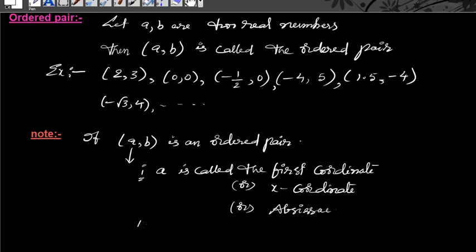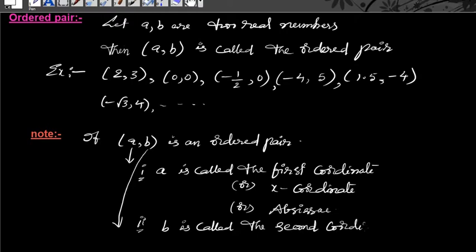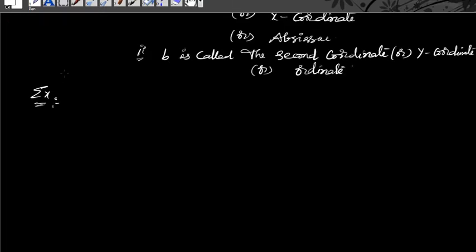Next, the second one, b. b is called the second coordinate or y coordinate or simply ordinate. Ordinate. So these are the notations here.